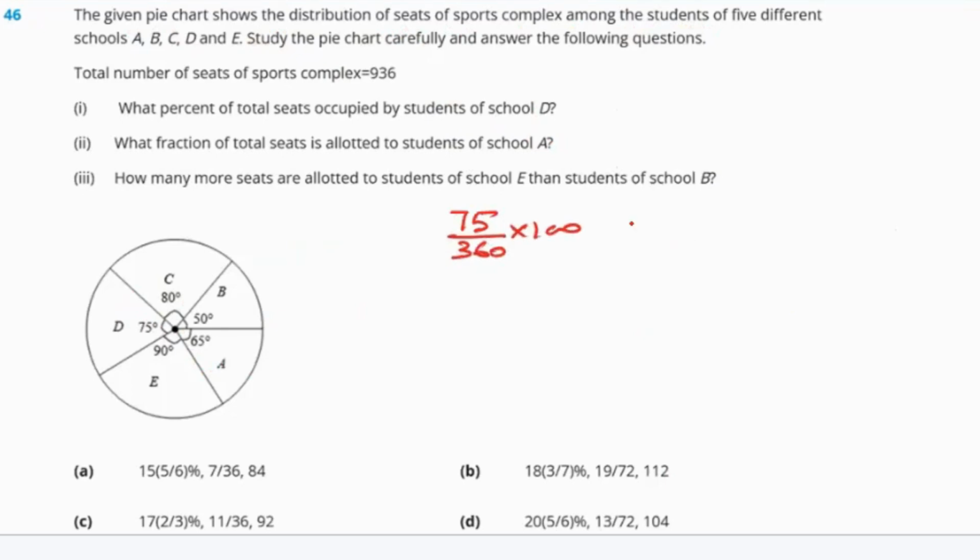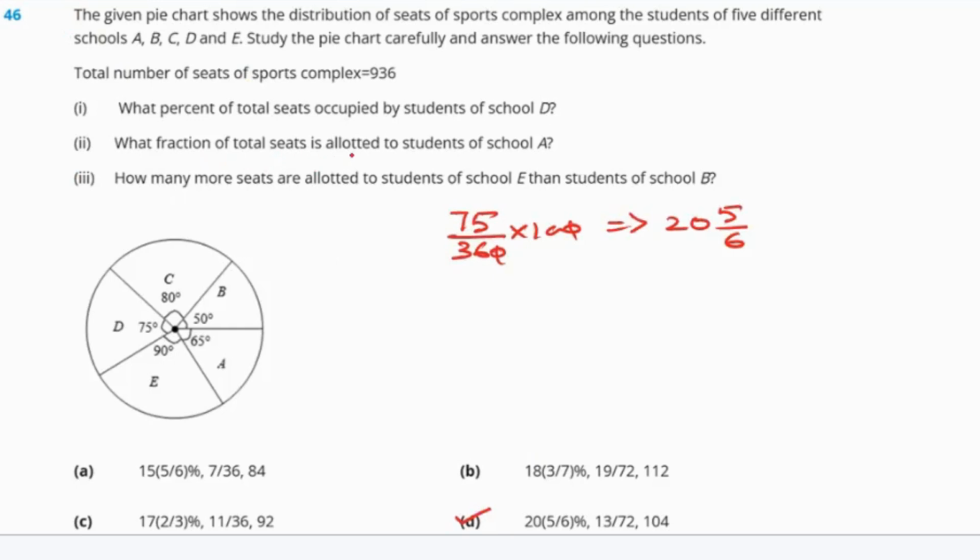When we solve it this way, we can cancel the 0 and 0. Then 75 times 10 is 750, and when we divide it by 36, we get 20.83. So that will be around 20 and 5 by 6. So that is only option number D. But still we will solve the rest of the questions as well.